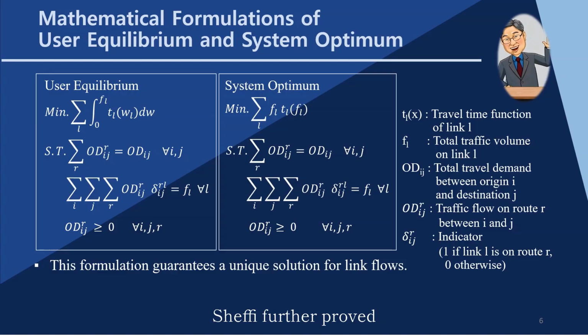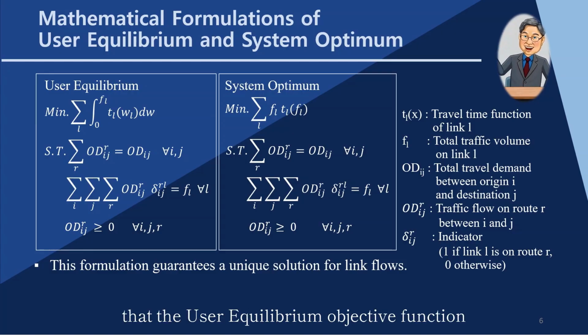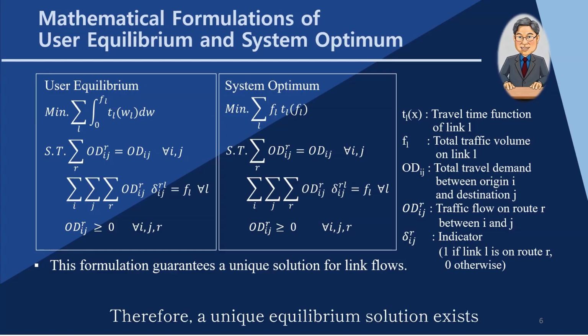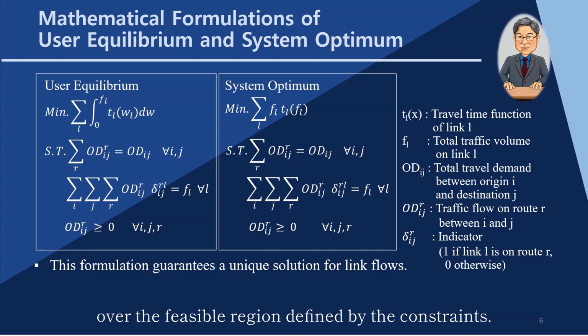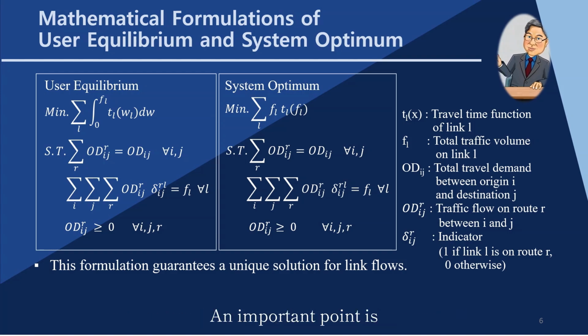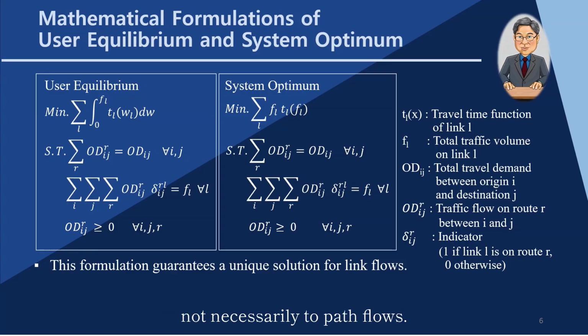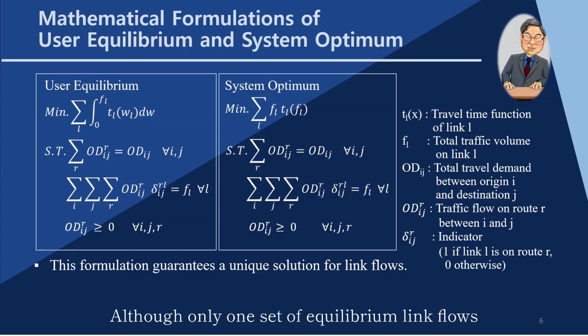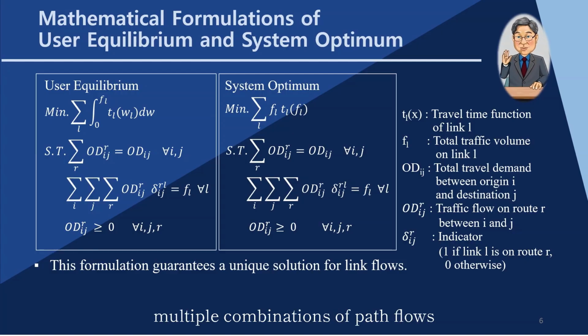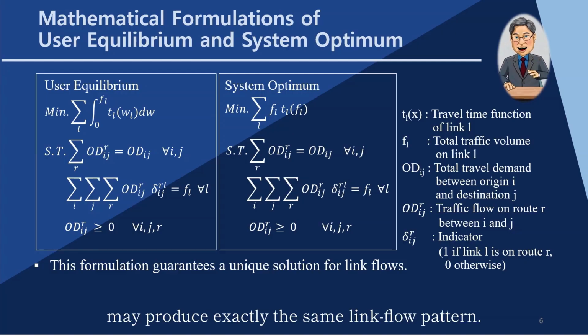Sheffey further proved that the user equilibrium objective function is strictly convex. Therefore, a unique equilibrium solution exists over the feasible region defined by the constraints. An important point is that this uniqueness applies to link flows, not necessarily to path flows. Although only one set of equilibrium link flows exists mathematically, multiple combinations of path flows may produce exactly the same link flow pattern.